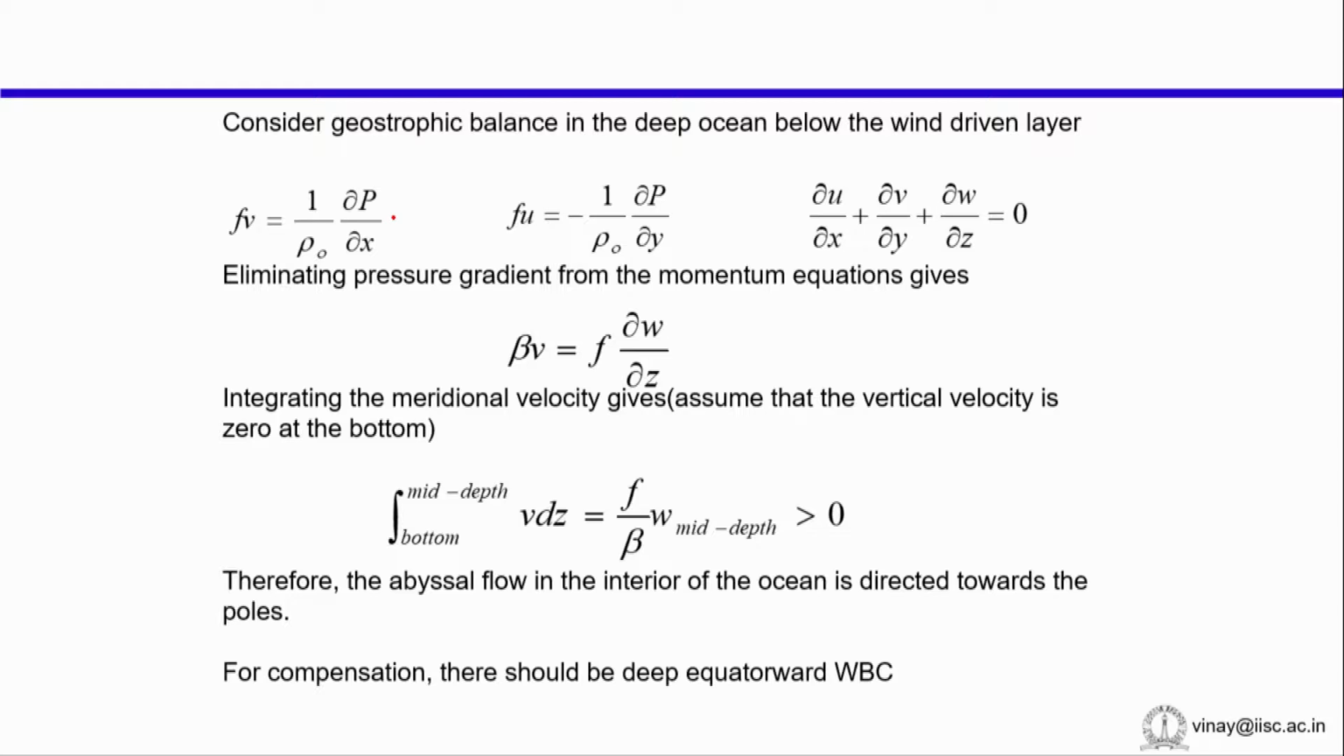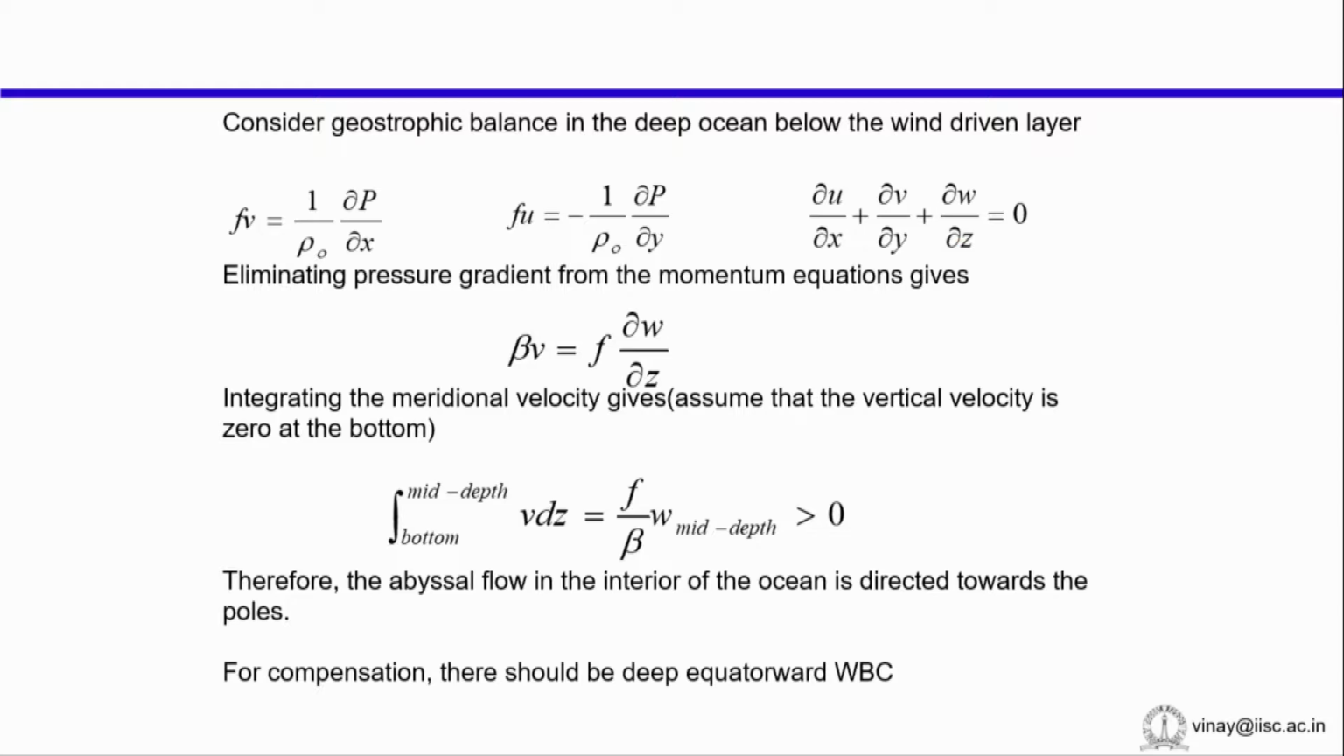The first one is the zonal momentum equation, which simplifies in terms of geostrophic flow into fv equals 1 by rho naught del P by del x, and the meridional equation is fu equals minus 1 by rho naught del P by del y. Del P by del x and del P by del y are the zonal and meridional pressure gradients respectively. fu and fv are the components of the Coriolis force. The third equation is the equation of continuity, which states that del u by del x plus del v by del y plus del w by del z is equal to 0.